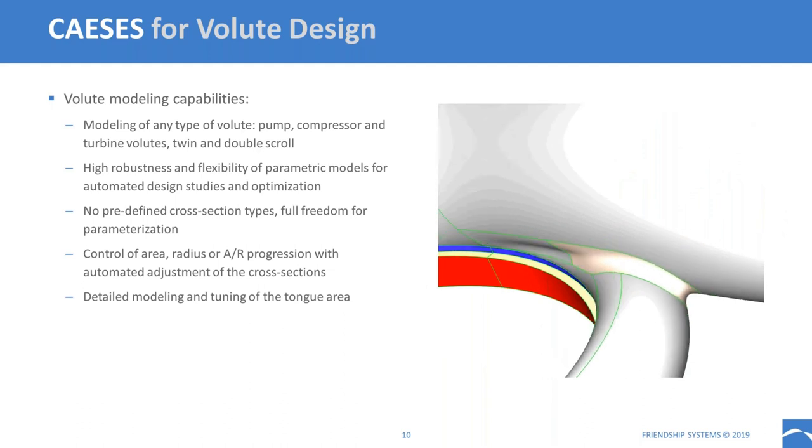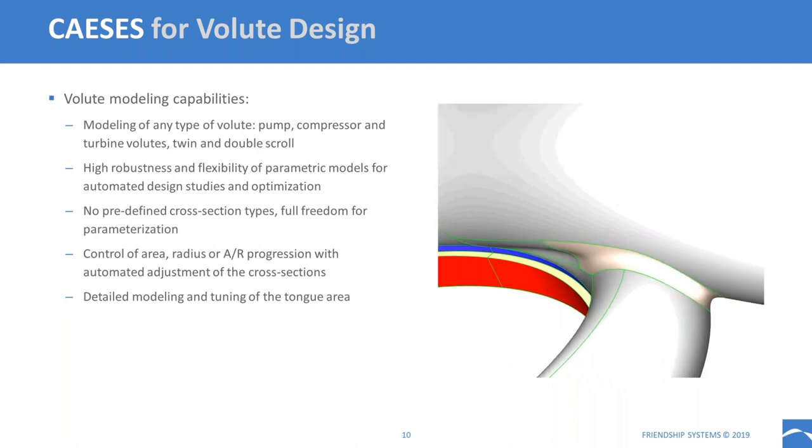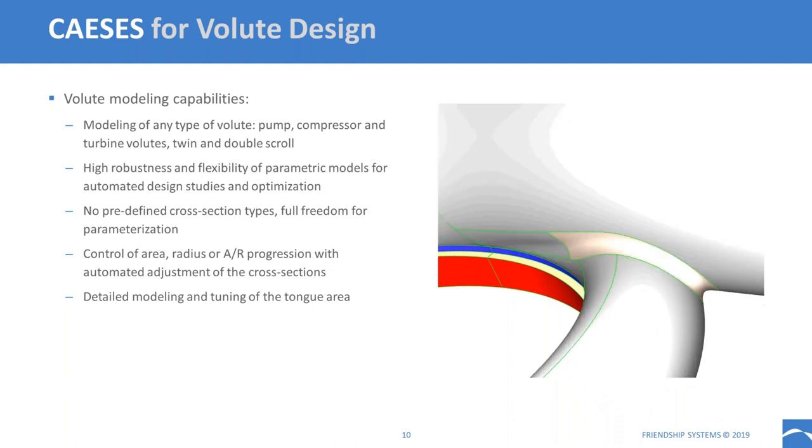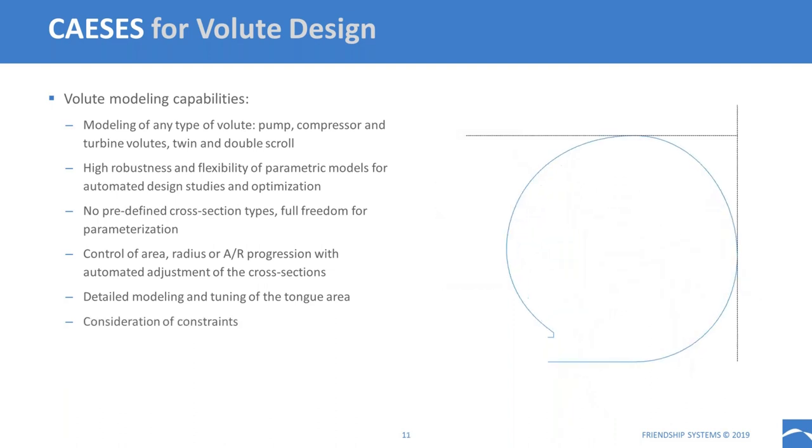The tongue area of the volute, or cutwater, as it is sometimes also called, is a very critical area. So of course, here we can also do some very detailed modeling and cover all variants of this tongue shape. And constraints can also be considered. So for example, if you want to control the area progression of your volute scroll, increase the area around the circumference, but you have a certain limitation with regard to space, you can take these limitations into account and make sure that your cross-section grows, so to say, only in the space that is allowed, as you can see in the animation here on the right.